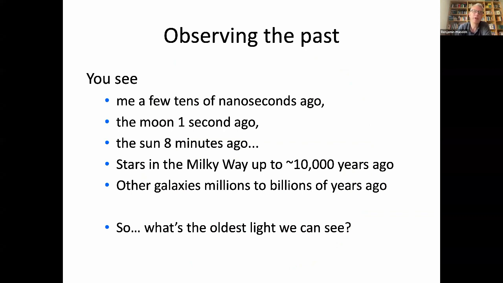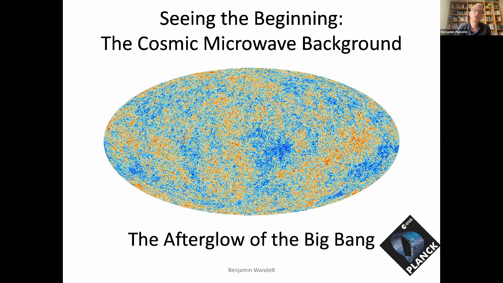So we have a wonderful way in cosmology. It's one of the deep reasons why we can do cosmology, because we can look into the past. We can see what happened in the past. And so what's the oldest light we can see if you want to look all the way to the beginning? Well, it turns out this is something called the cosmic microwave background. And really it is the light that is the afterglow of the Big Bang. It's the light that comes off of the hot plasma that filled the universe in the early moments.